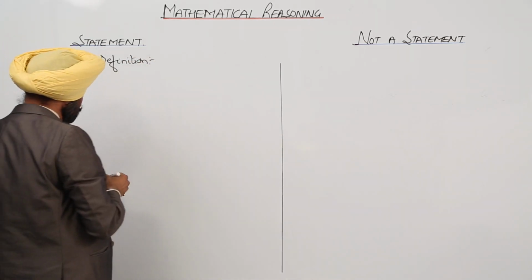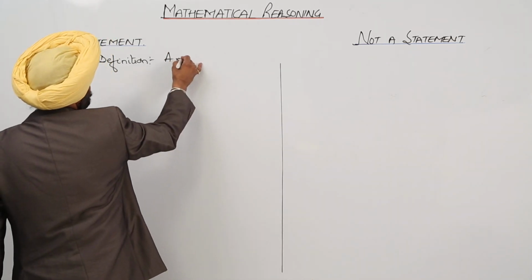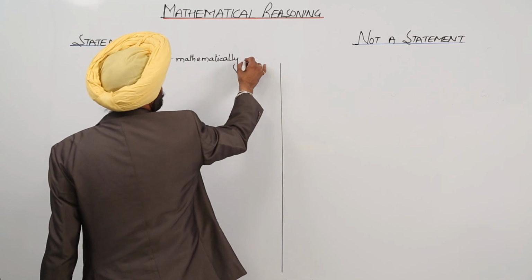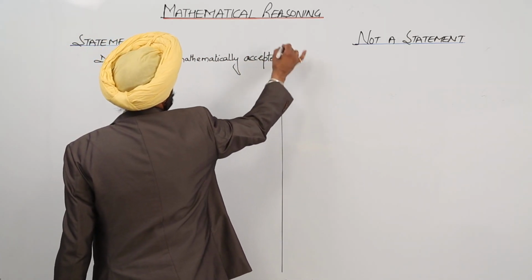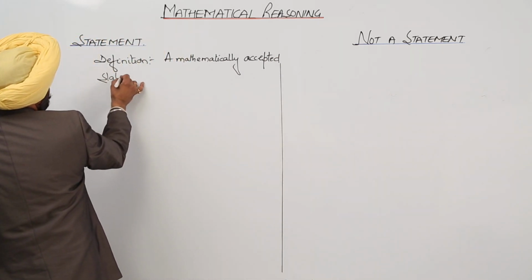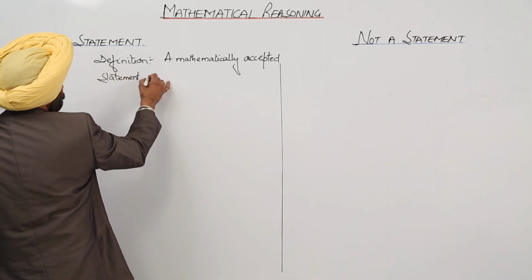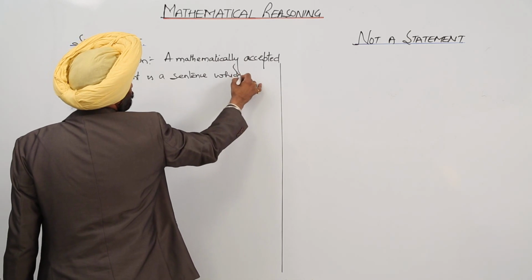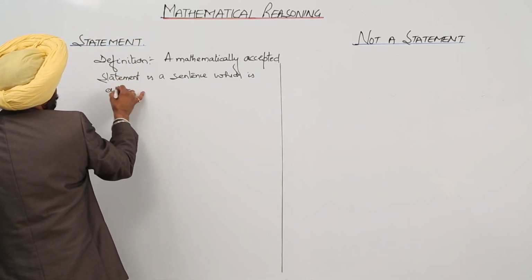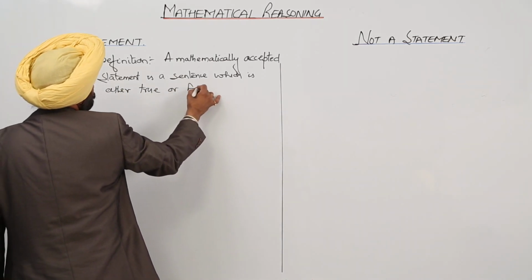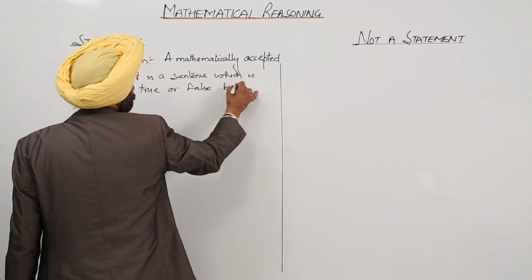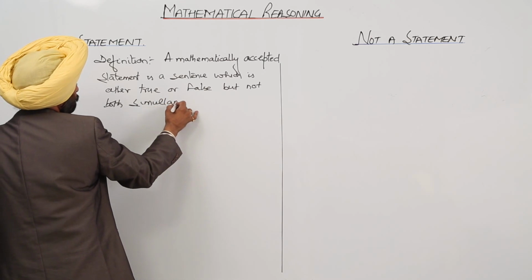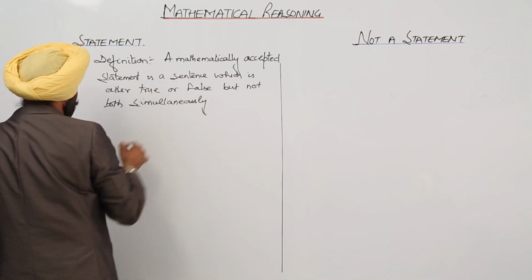Now what does the definition state? A mathematically accepted statement is a sentence which is either true or false, but not both simultaneously. Is it clear?